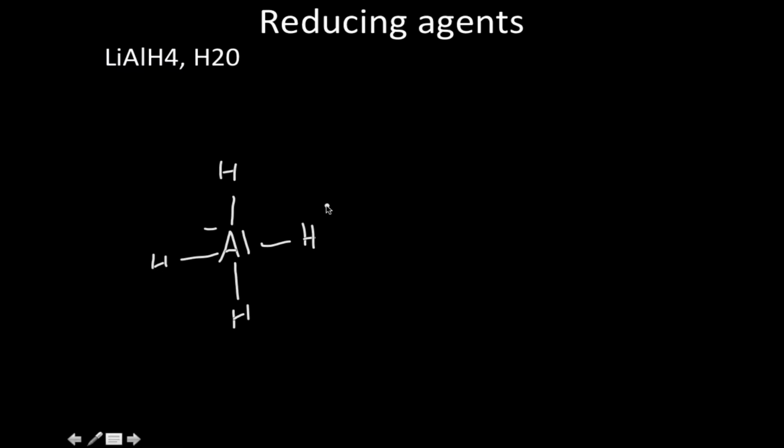But then when it goes into depth of explaining the mechanism behind it, it says that this is partially positive somehow, and that this hydrogen here is partially negative. I guess the only way that I can think of is that maybe this aluminum here is so unstable with having that negative charge that it's constantly reacting in equilibrium, giving me a hydride nucleophile. That would kind of make sense.